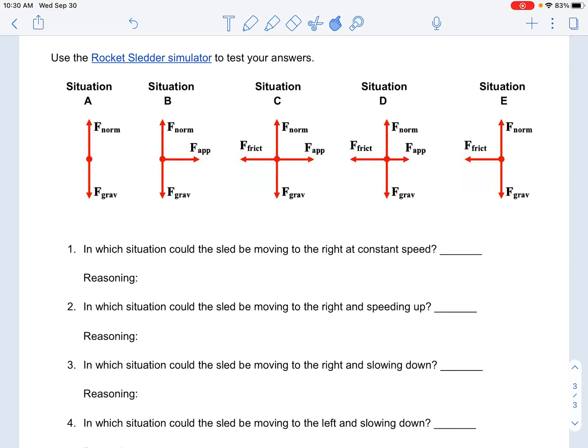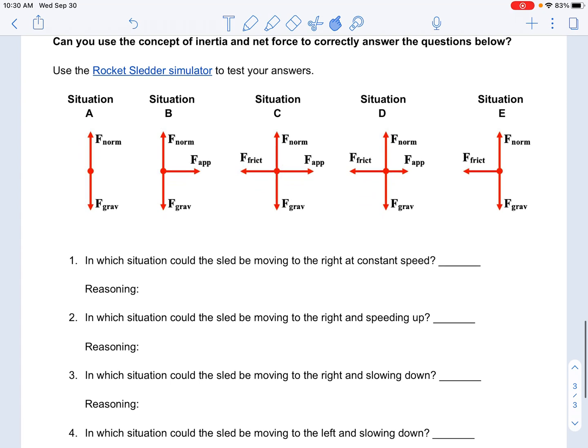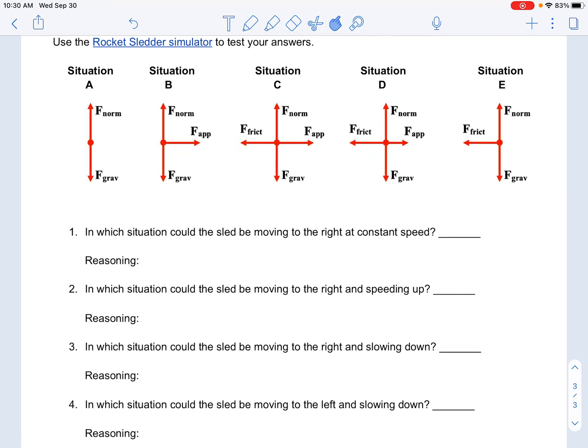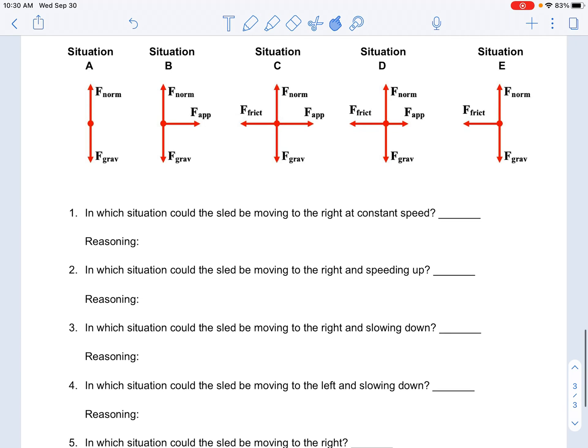Let's take a look at LO 2-5 at the end, where you're given some situations with forces, and you're being asked to identify which of those situations would apply to each one of these 5 questions. So let's start with number 1. In which situation could the sled be moving to the right at constant speed?